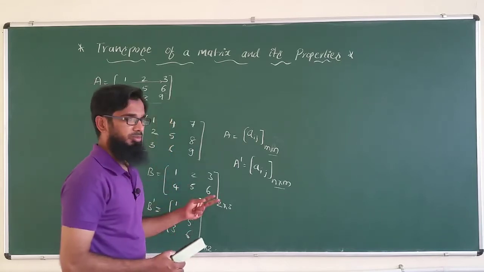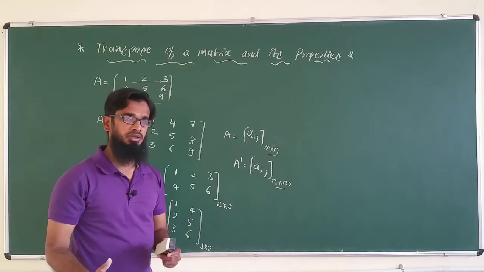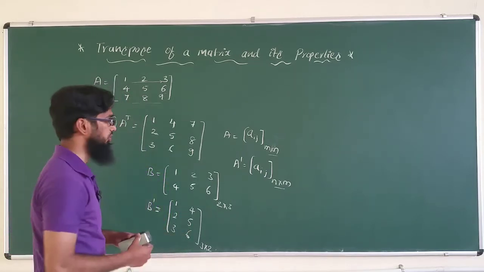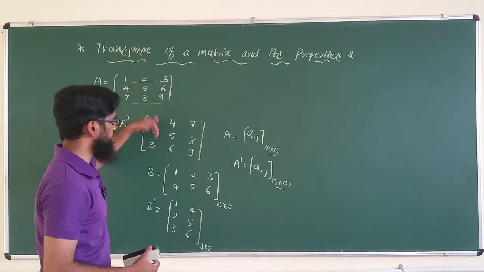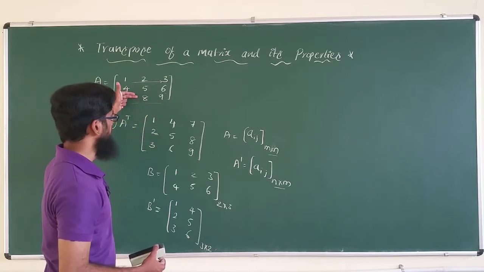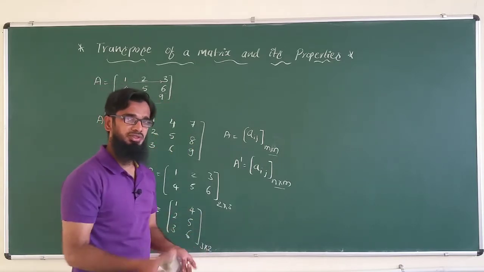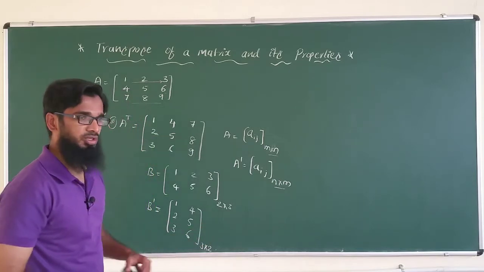So the transpose of a matrix means the matrix obtained by interchanging the rows with columns. This is the given matrix, you just interchange rows to columns: first row to the first column, second row to the second column, third row to the third column. So this is the transpose of the given matrix. Now this is the basic thing.